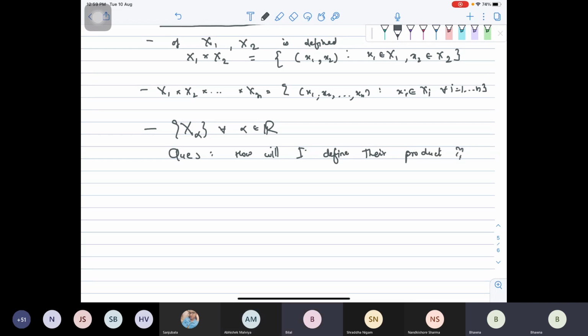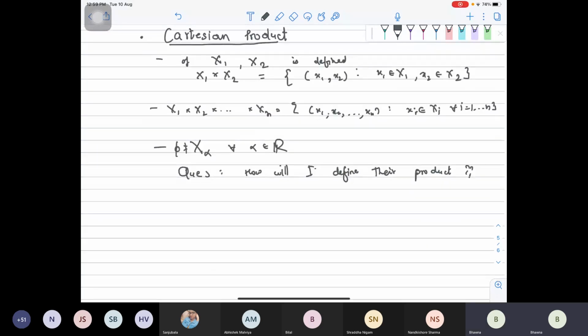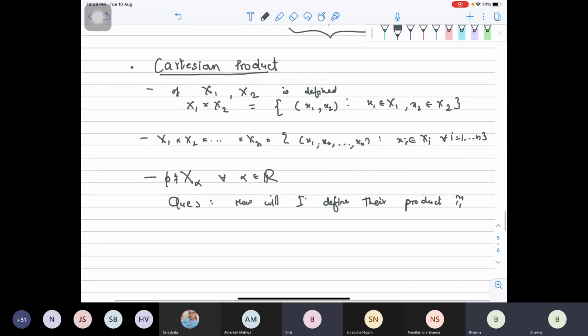Can alpha belong to R? Alpha is an index for the sets. I am saying I have a non-empty collection of sets for every alpha in R. Does that make sense? Alpha is an index, so they cannot be counted like this, but we can take something like alpha equal to 1/2. Exactly. We have a problem here. We just don't know how to define the product in terms of what we have defined for a finite set.